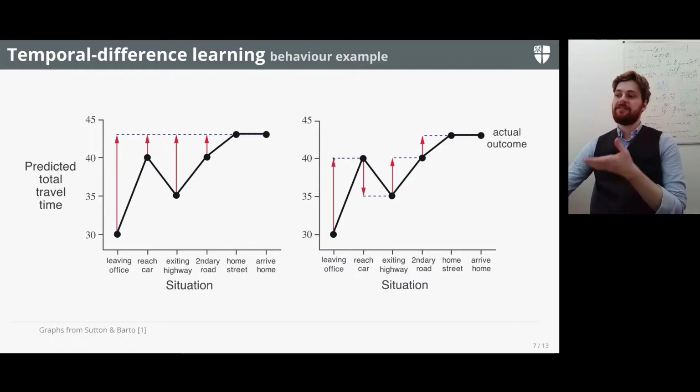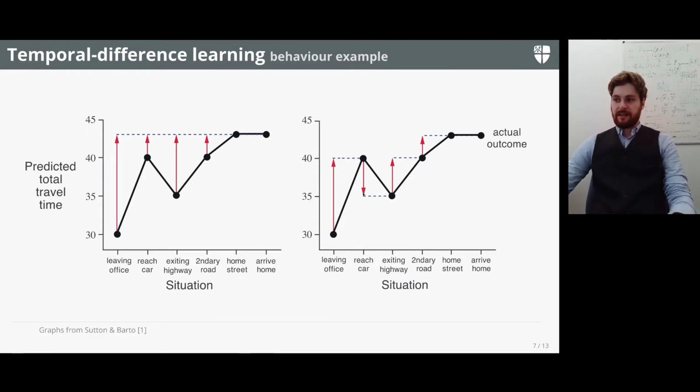Maybe on average it's down here somewhere. But then when you actually get into your car, you see there's no traffic. The usual traffic jam outside the science site is gone, or wherever you're expecting there to be a traffic jam. So you then say, oh, maybe I'll get there a bit shorter than usual. So you update your estimate again based on that little bit of experience.